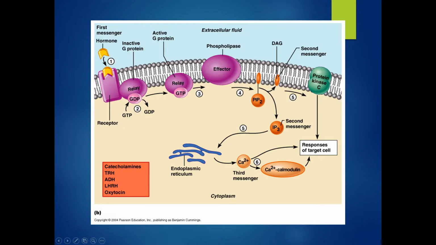So here the hormone binds. Again, we're activating G protein, but now instead we're going to use diacylglycerol or my phospholipase, and we're going to convert this PIP2 into IP3, which is then going to go to the smooth ER, and it's going to stimulate the release of calcium. Calcium binds with calmodulin, and then we can increase the responses of the target cell.